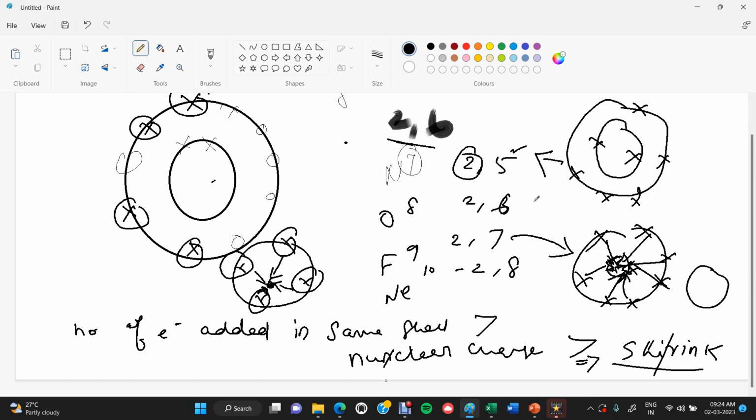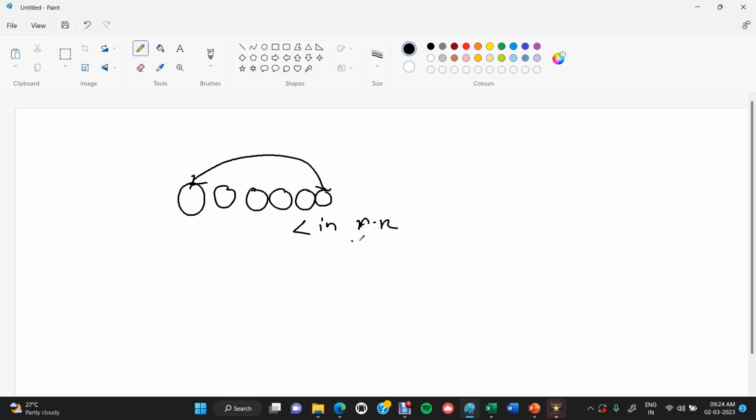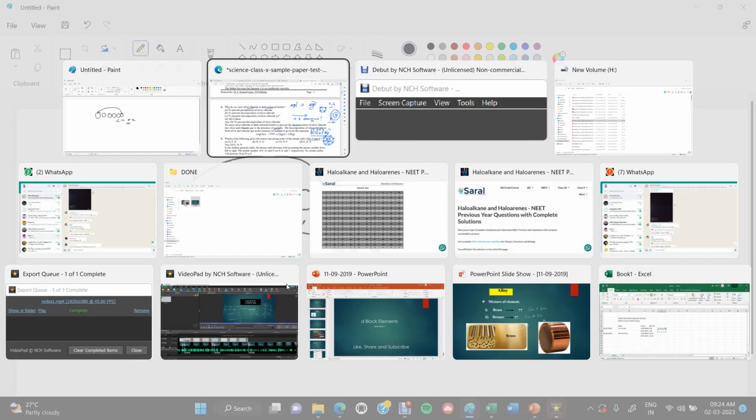So across the period, what happened? The atomic radius will be like this. Listen here, this is for boron 5 and this is for next 6 and this is for 7 and this is for 8 and this is for 9 and this is for 10. So the difference between the first and last will not be much. But there is a decrease in atomic radii. Got it? That is what is happening here.